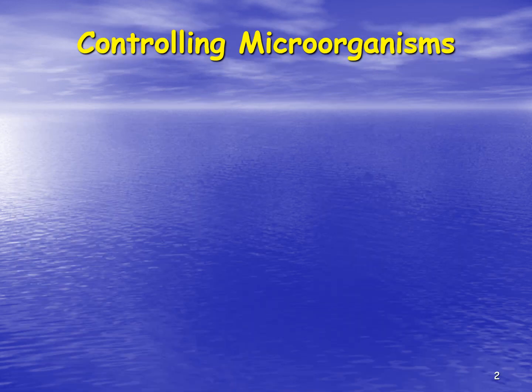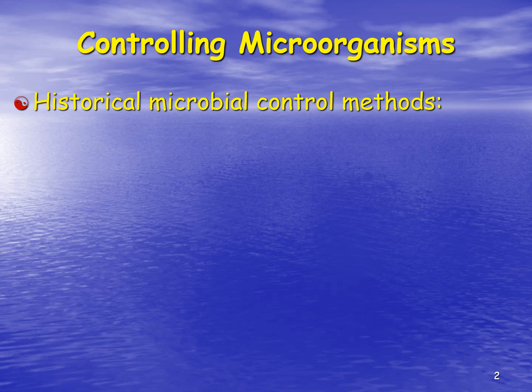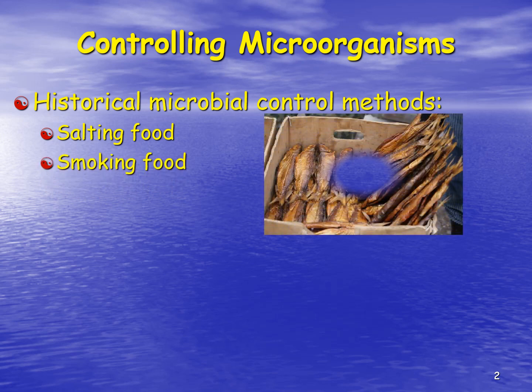So how do we control microorganisms? Because this is a problem in our medical fields. Historically, microbial control methods were varied. One was the salting or smoking of food. Salting food created that high external osmotic situation that did not allow microbes to actually grow. Smoking food did basically the same, other than the fact that it also drew out moisture.